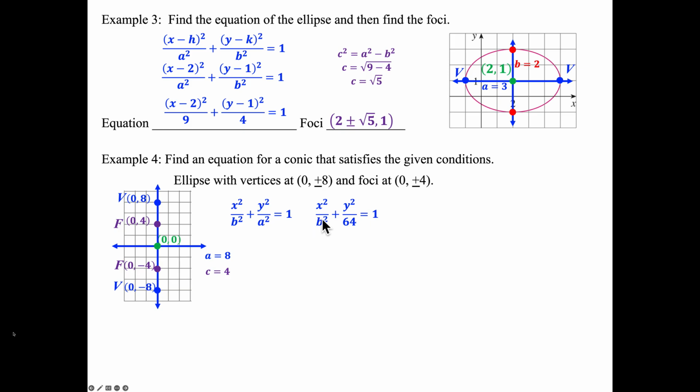Now we have to find b squared, so to the Pythagorean theorem we go. We can say c squared, 4 squared, 16, is equal to 64 minus b squared. Add over the b squared, subtract over the c squared. You can do it as a formula, or you can plug in the numbers. Either way, you get 64 minus 16 is 48. Put that 48 underneath your x squared. There's my equation.